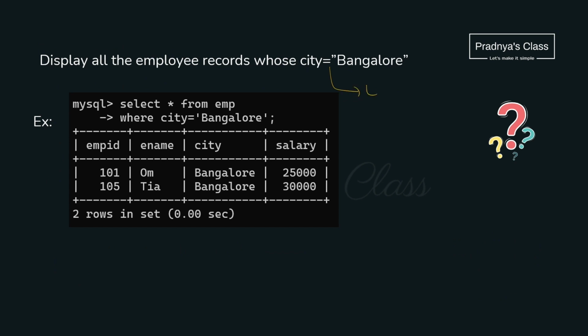Let's use the equal to operator in the first example. Select star from employee means all the records we need to display. Now what's the criteria to display? Where city should be Bangalore. From the output, it is clear that the records are getting displayed whose city is Bangalore. In the same way, you can use other relational operators.